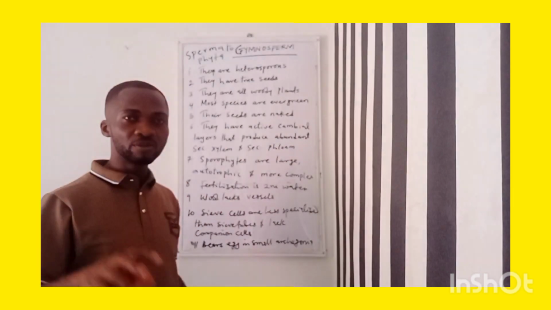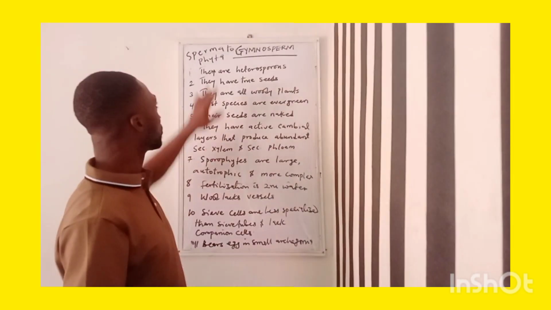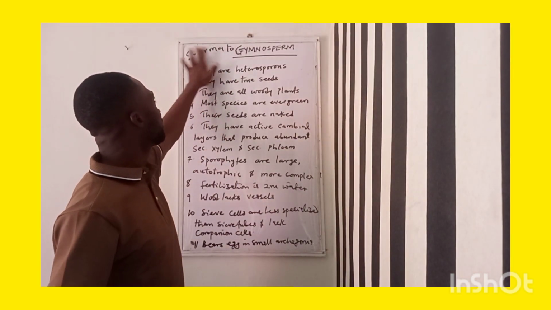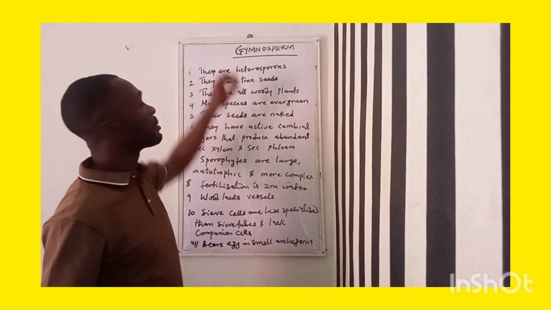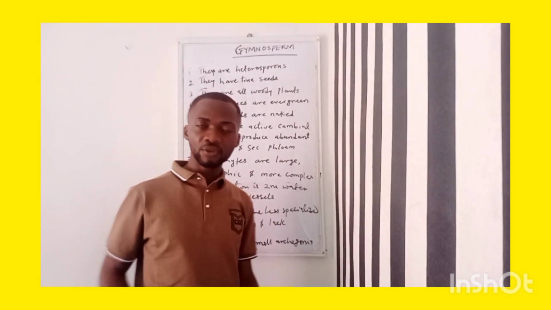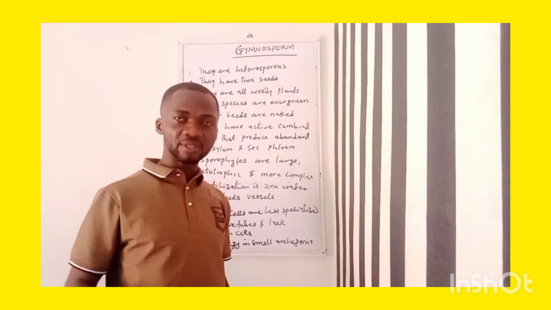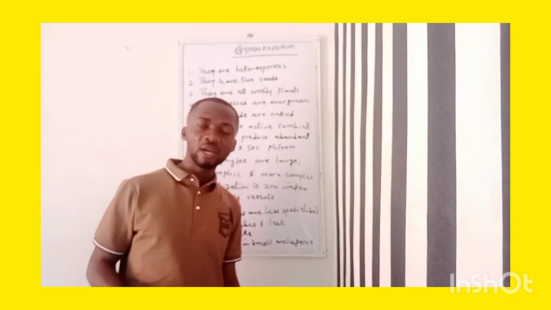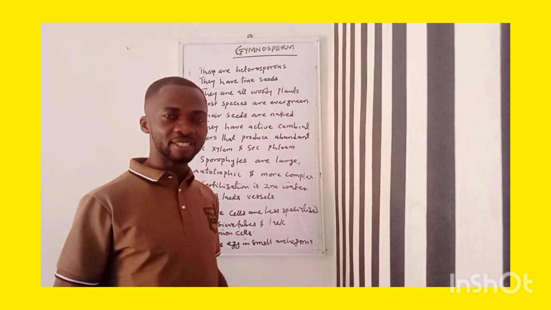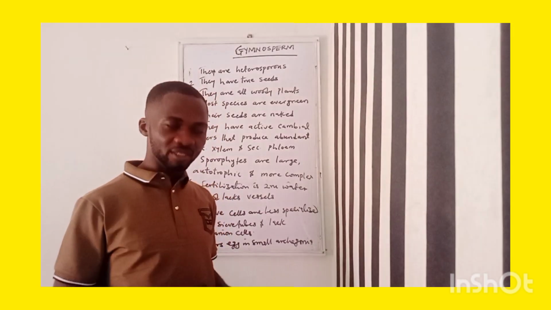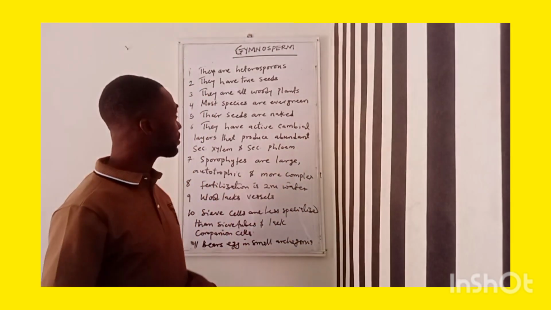Of course, we'll have two different subgroups under this group called the spermatophyta. The first one is called the gymnosperm, and the second one is called the angiosperm. The gymnosperm and the angiosperm. We are going to treat these two groups differently, because they are not exactly the same. We have lots of differences between the gymnosperms and the angiosperms.